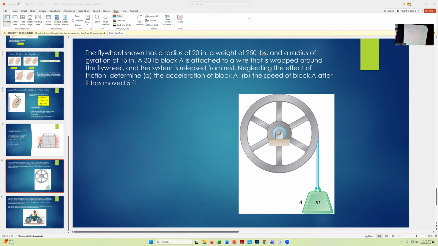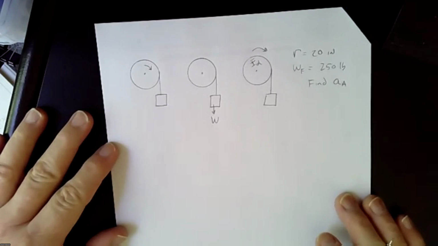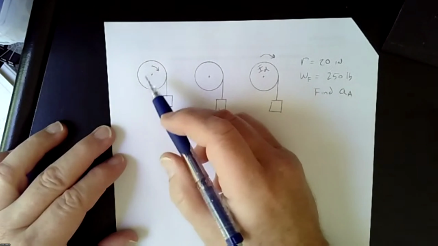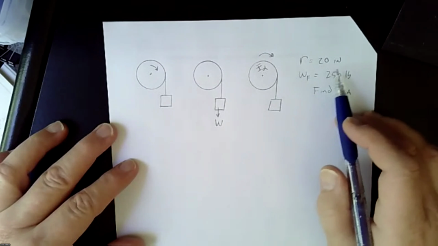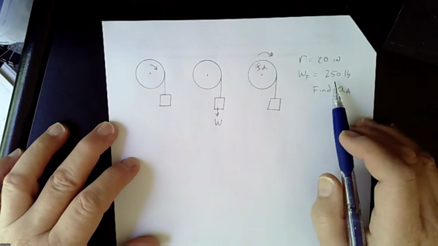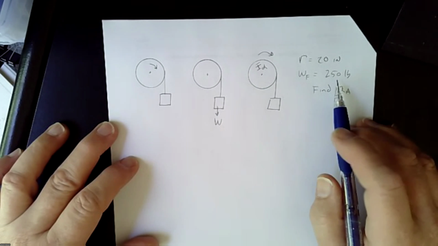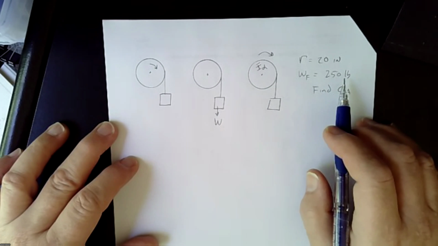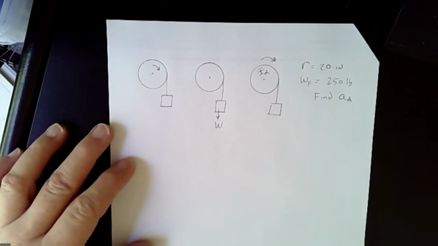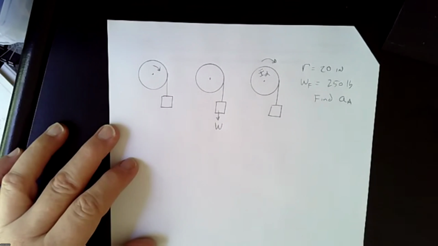Okay, well, let's go ahead and solve it. All right, so here's what it looks like. Now, we have the actual wheel, okay? Now, I've written the radius is 20 inches. The weight of the flywheel is 250 pounds, okay? The mass that we're given, again, was 30 pounds. Sorry, I just want to make sure I got that right.